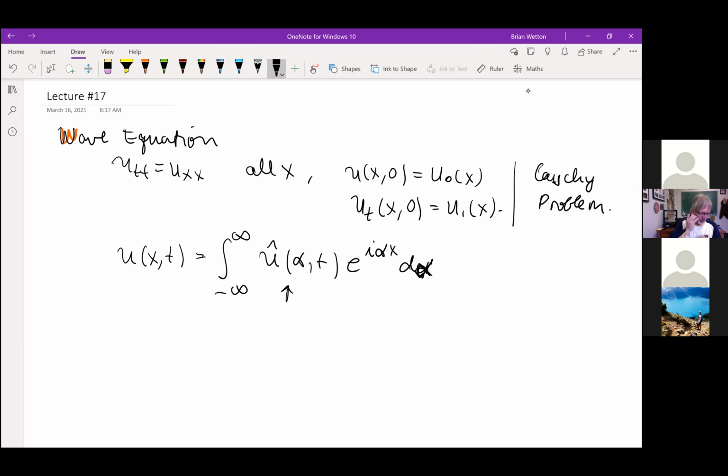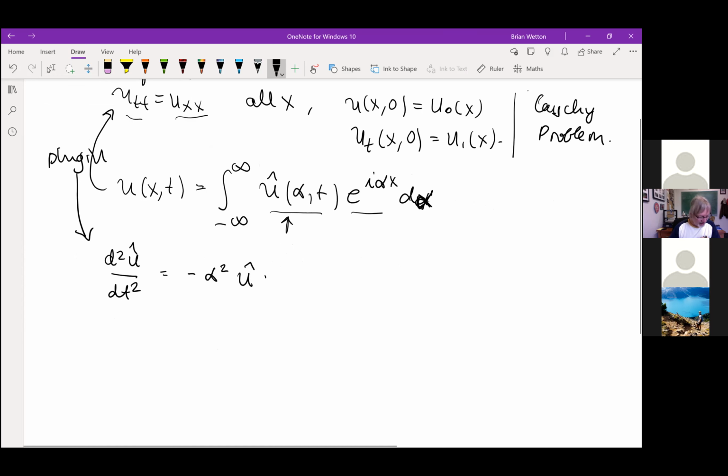It's the same story. Okay, so then what we would do is take this form and we would plug it in. And we'd see that the Fourier coefficients all match up. And we end up with the following differential equation. So I get the time derivative of these guys. And when I take the space derivatives, I get minus alpha squared. Every time you take a derivative, you multiply the transform by i alpha. So if I take 2 space derivatives, that gets me minus alpha squared.